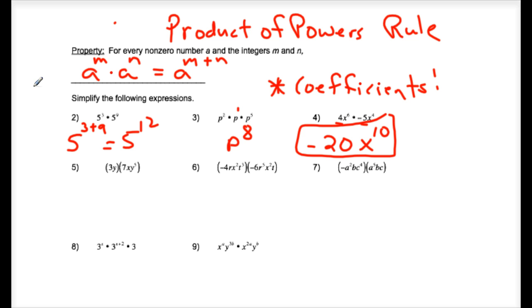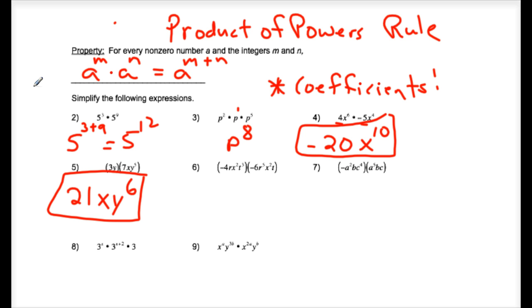Buckley, give it a shot. 21 times x times y to the 6th power. Is he right? Y to the 6th? Yeah, it's a 5 in there. Nice. 21x, y to the 6th. Does everybody understand how I see it as 3 different problems? Coefficients, x's, and y's. Do the next one.